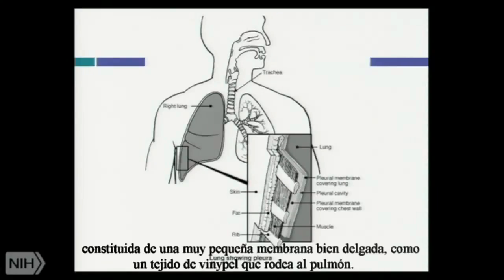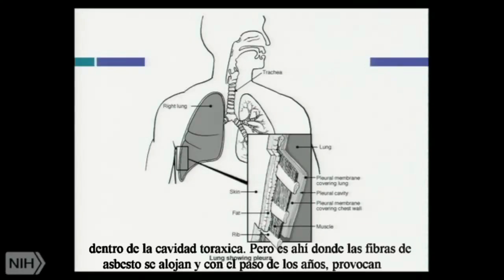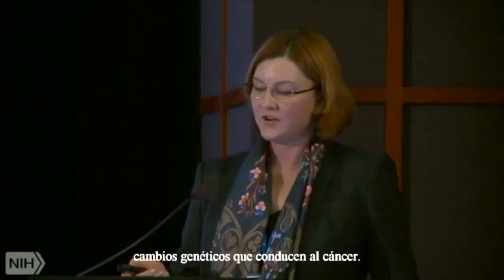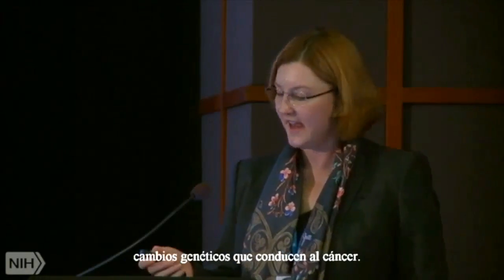It's that thin, and there's a little bit of fluid in between. It enables the normal lung to slide up and down as we breathe inside the chest cavity. But that's where asbestos fibres lodge and over many, many years cause the genetic changes that lead to cancer.